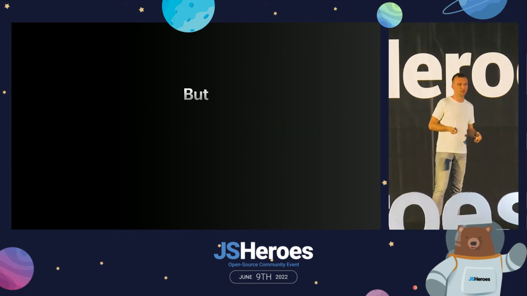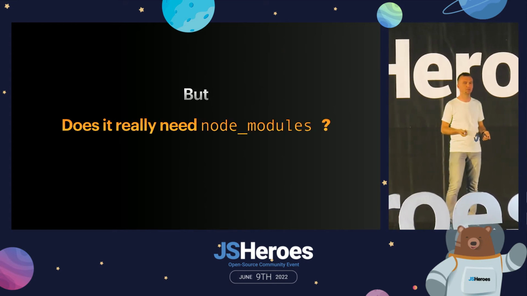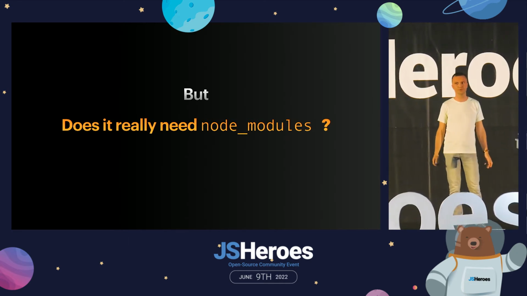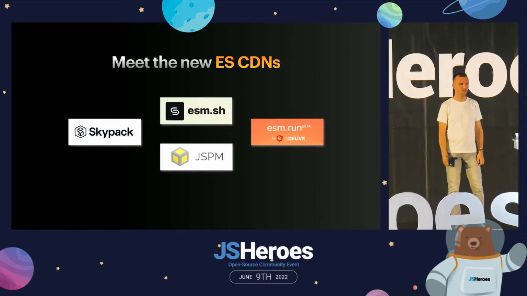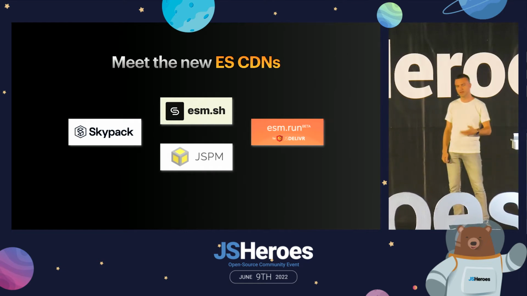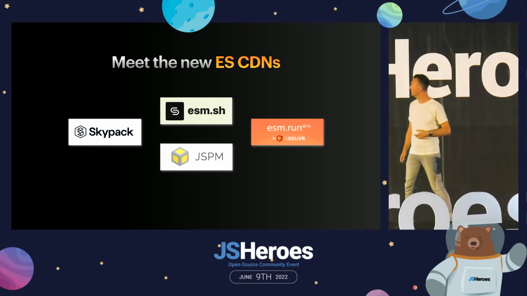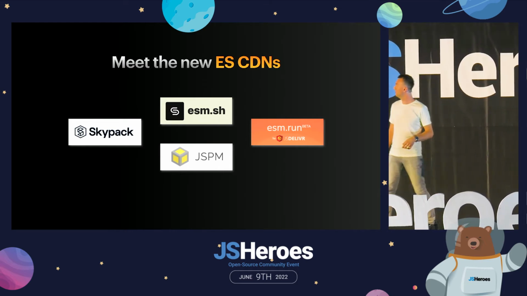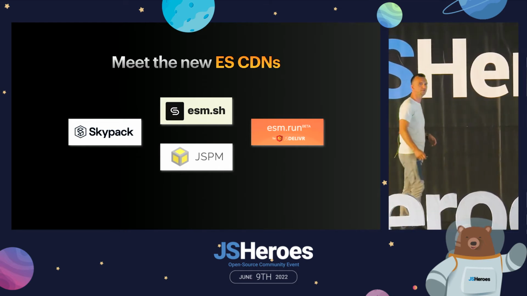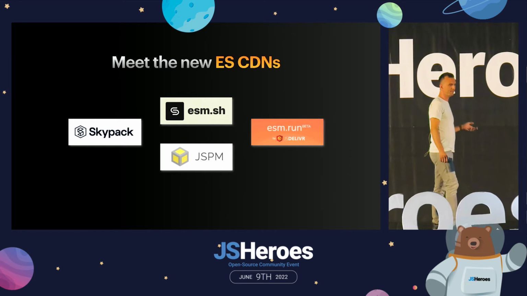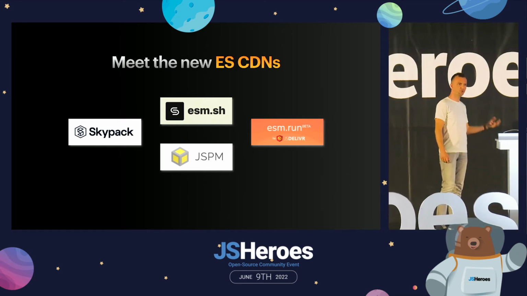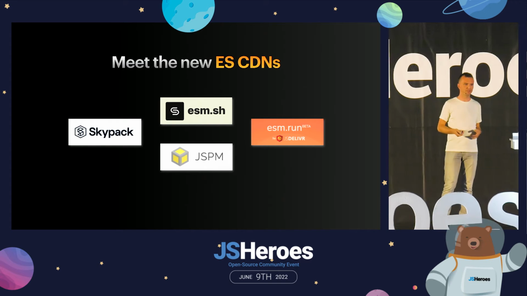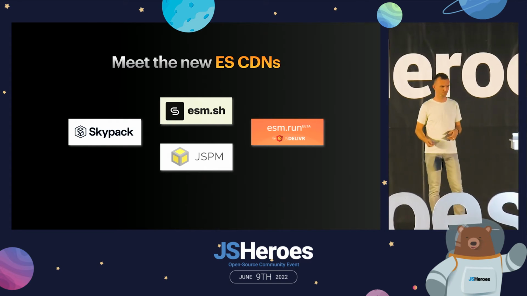But you might think, what if we didn't really need node modules anymore? And how could we do that? Luckily, again, there are new evolving patterns and tools and CDNs that actually make this easier for us. And these CDNs basically take NPM modules and pack them as ES modules, basically like Vite does.